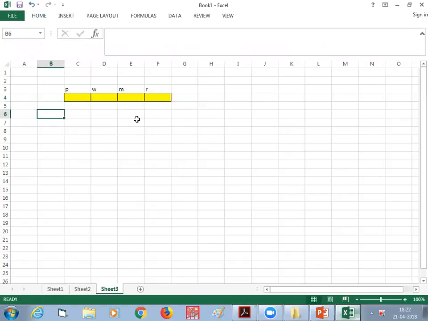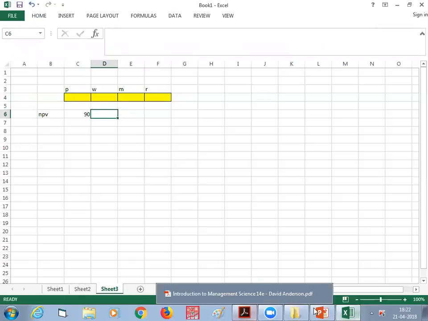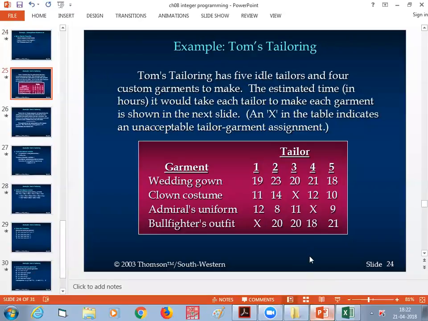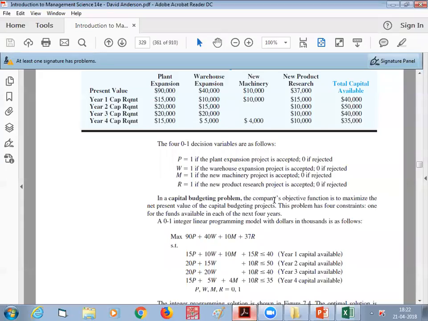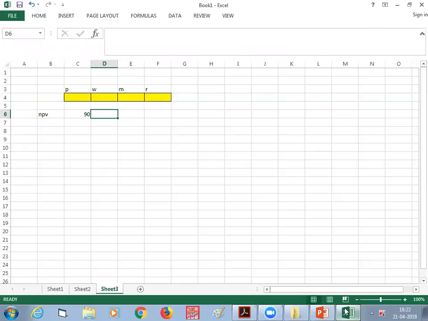Okay, and net present value, NPV. So 90,000. What was the next one? Oh, the wrong one, this one. 90, 40, 10, 37.